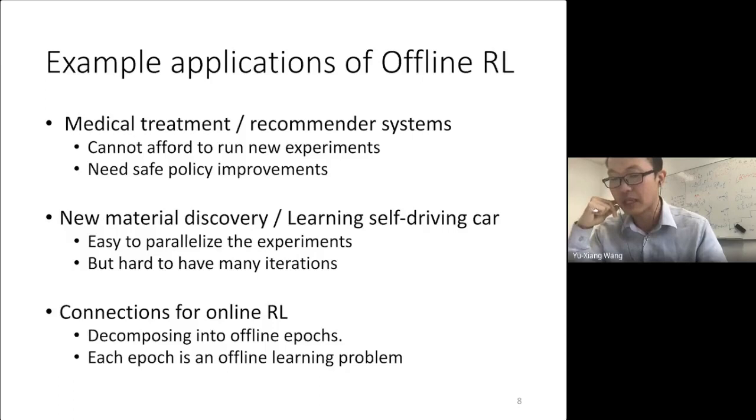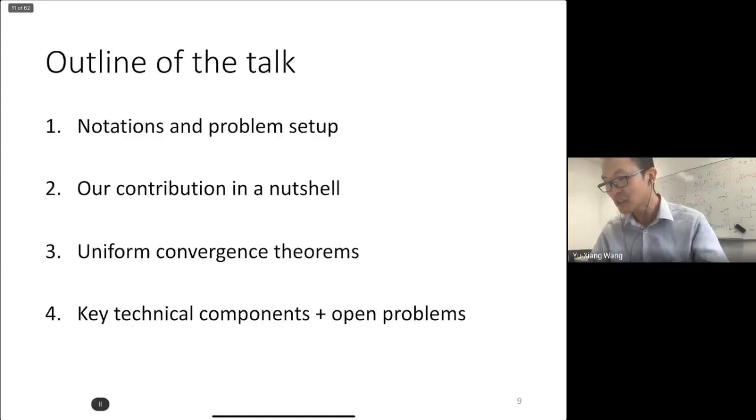And the connection to online RL is that you can treat offline RL as a building block of online RL. At least you can chain a sequence of offline RL together to create a low-adaptive online RL algorithm that hopefully behaves optimally. So here are some of the potential applications, both real and theoretical algorithmic, of the offline RL setting. I hope this convinces you that this is a useful and highly practically relevant setting to study. The outline of today's talk is going to be these four items.